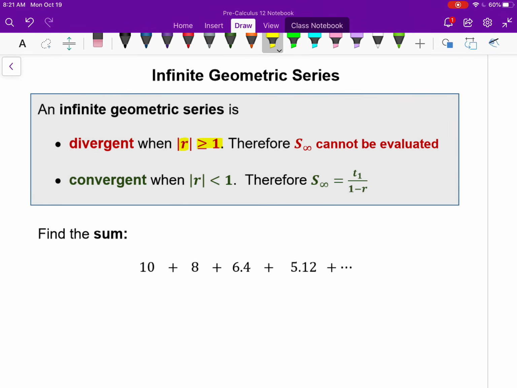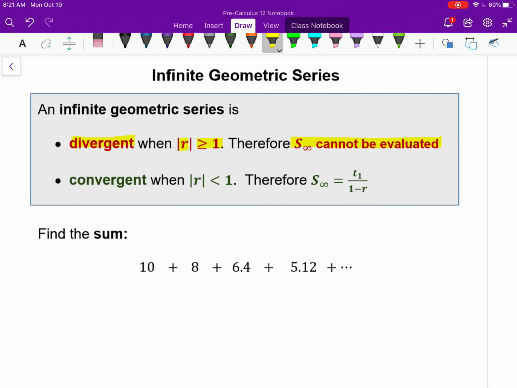Well, if you're adding up an infinite number of terms that are either the same or getting larger, your sum just keeps getting larger and larger forever. So it never actually reaches a set number. It just keeps getting larger forever. We call that divergent, and you cannot evaluate. You cannot get a number. If it's getting larger every time, then you're adding numbers that just keep getting larger forever. You can never actually evaluate that.